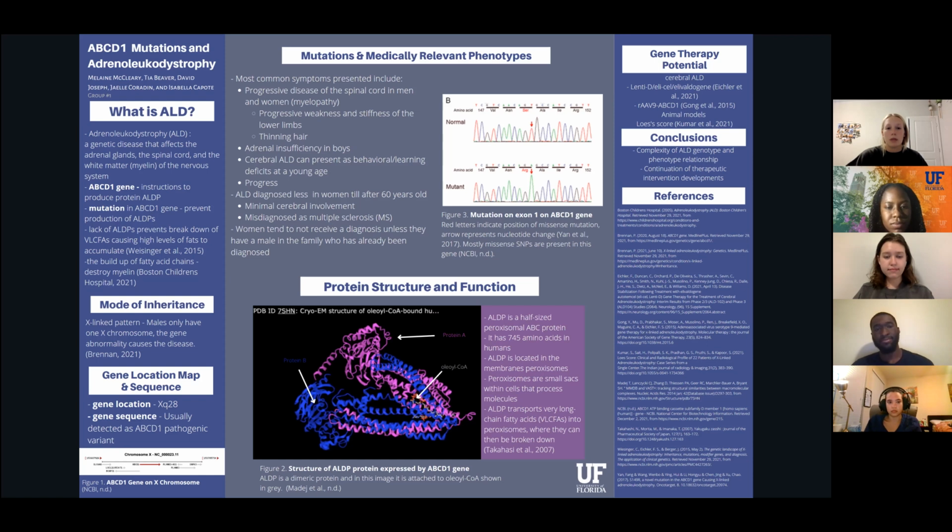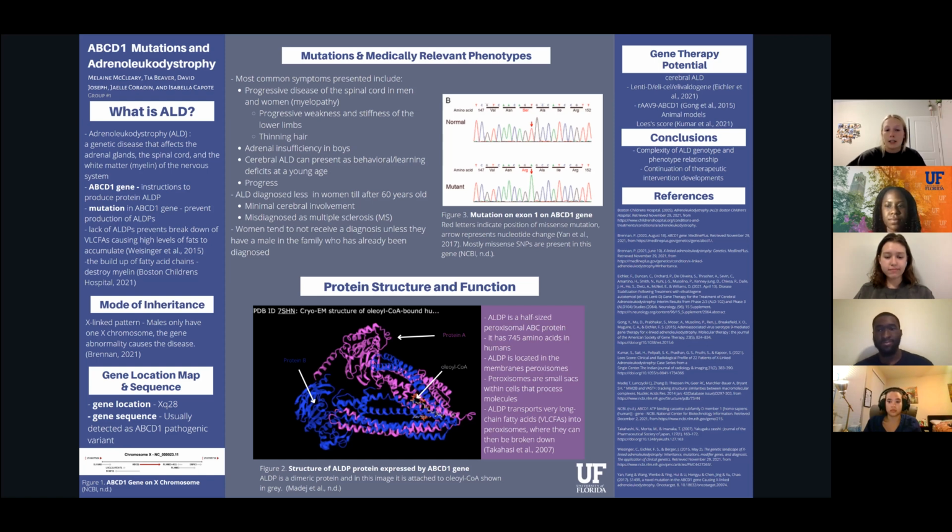When the gene mutations occur, this prevents the production of the ALDPs, which results in a shortage. And this shortage will then prevent the breakdown of the VLCFAs, which then causes a buildup of the fatty acid chains, which also will then cause high levels of fats to accumulate. And this whole accumulation is toxic to the adrenal cortex and the myelin, and will destroy the protective myelin that's coated around the nerve cells, which will in turn affect different brain functions.